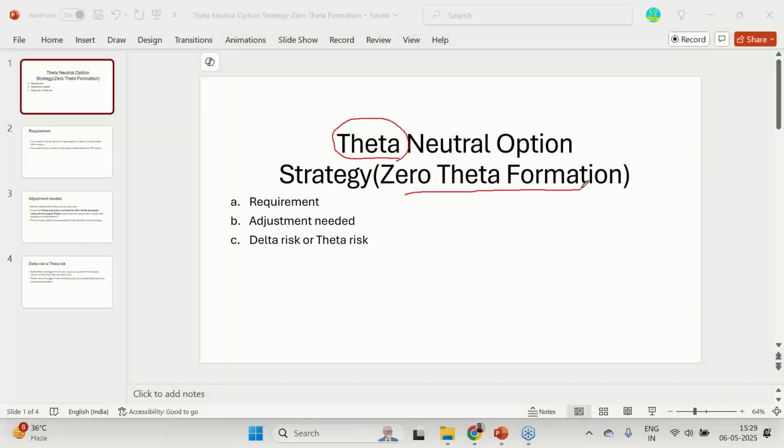And in this video I am going to give you the zero theta formation approach. It's a simple thing, but the only thing is that you need to understand in depth how you can implement it. This is just a foundation to understand the theta neutral strategy. This is one of the foundation videos. So we will be discussing three different heads: requirement, adjustment, delta risk or theta risk.